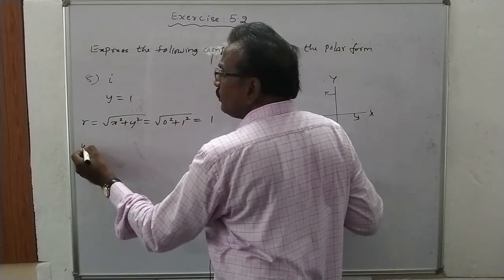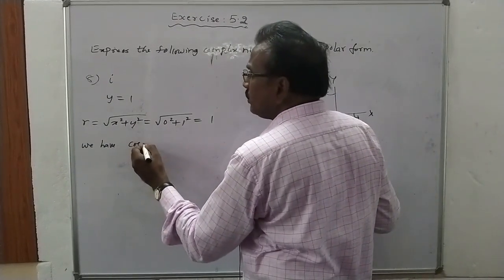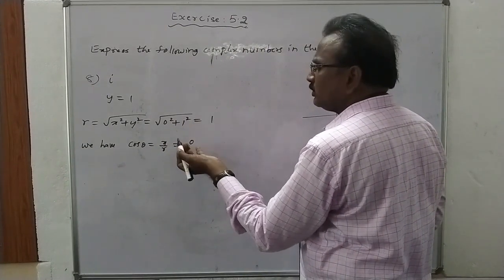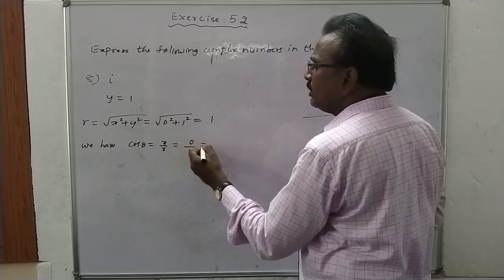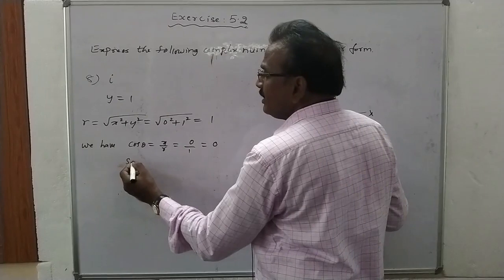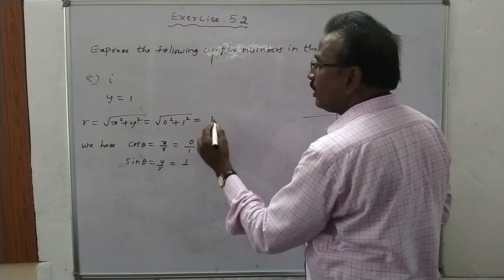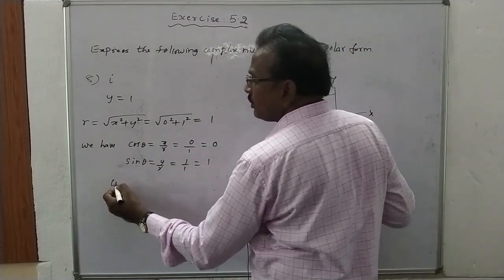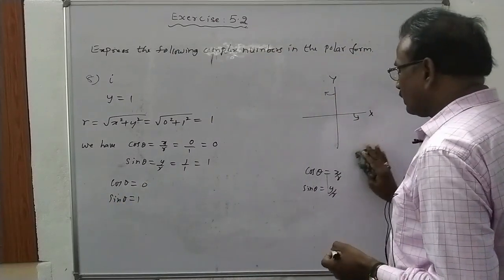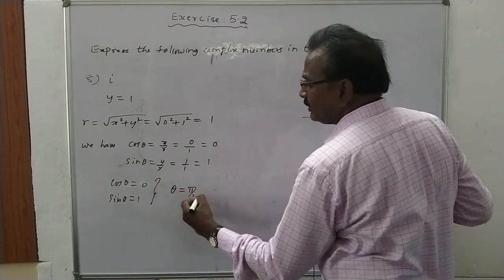For theta value, we have two formulas. Whenever the complex number lies on the x-axis or y-axis, we have cos theta is equal to x by r. What is x value? 0 or plus 0 or minus 0, divided by r value 1. 0 by anything or minus 0 by anything value is 0. Cos theta is equal to 0. And sin theta is equal to y by r. What is y value? 1 by r value 1, that is 1. Therefore cos theta is equal to 0, sin theta is equal to 1. What is the value of theta that satisfies both the equations? Theta is equal to 90 degrees.